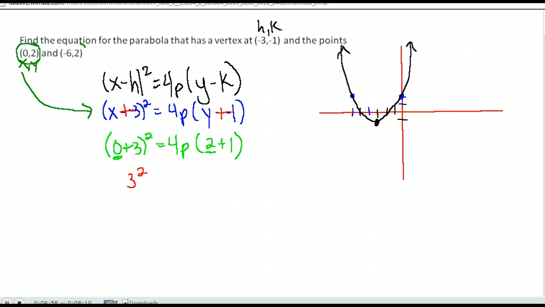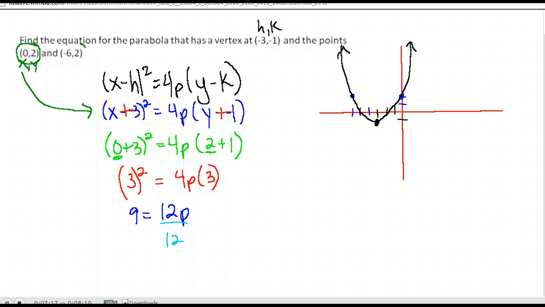I simplify that, so I have 3 squared equals 4p times 3. On the left-hand side, 3 squared is 9. On the right-hand side, 4 times 3 is 12. Unfortunately, I knew it was a very similar problem. That won't always happen. And solve for p. So I divide both sides by 12, and I get p equals 3/4.